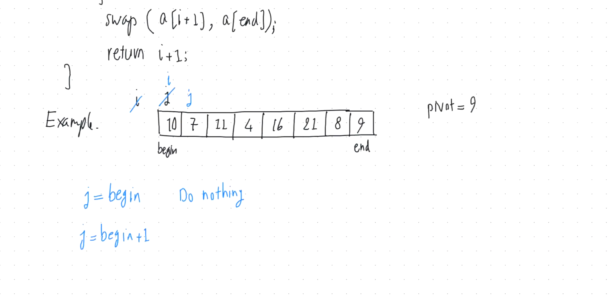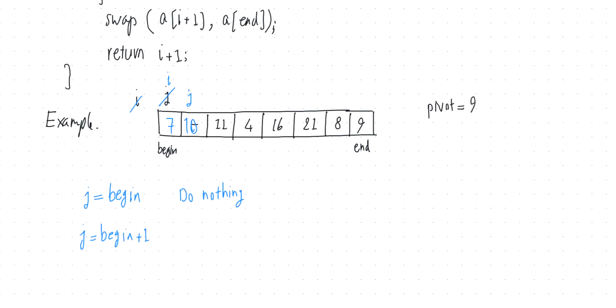Let's see if I can erase it without erasing it. Okay, not bad. So it was 10 and 7, now it becomes 7 and 10. And that's it. That's all we need to do.